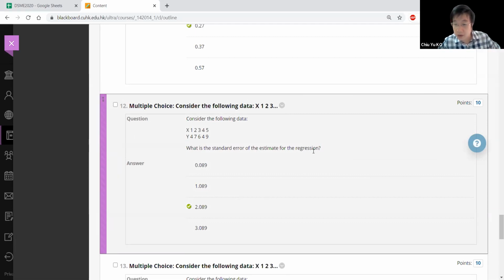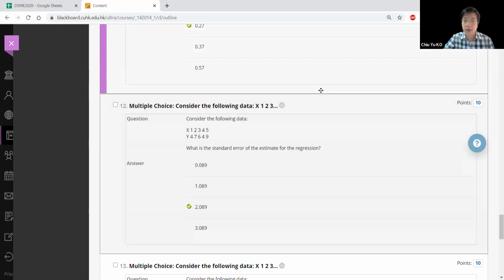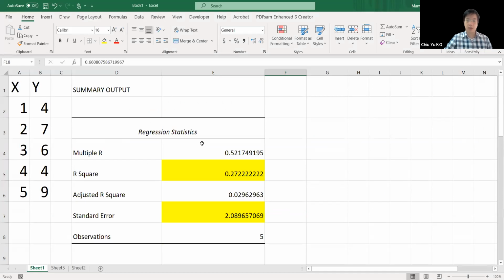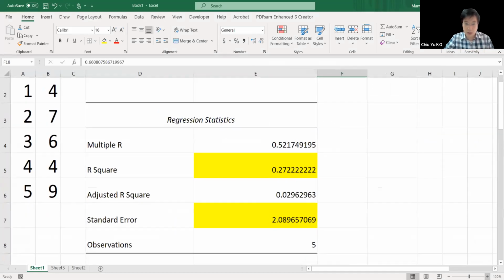Someone asked me, can I go through the part of interpreting regression statistics on Excel again? Okay, so someone asked a question. So which thing do you want to ask, Ho Yi?